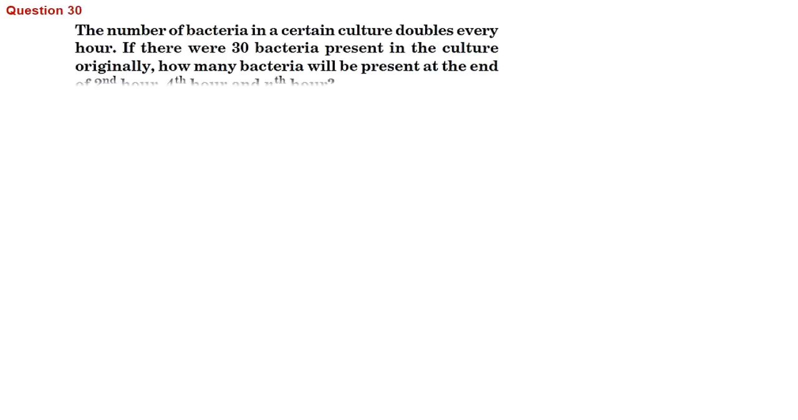There are some practical, daily life questions. The number of bacteria in a certain culture doubles every hour. If there were 30 bacteria present in the culture originally, how many bacteria will be present at the end of the second hour, fourth hour and nth hour? Doubles means it becomes twice what it was at first, the same quantity again is added after 1 hour. So there were 30 bacteria present originally.